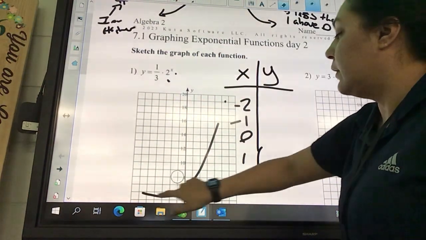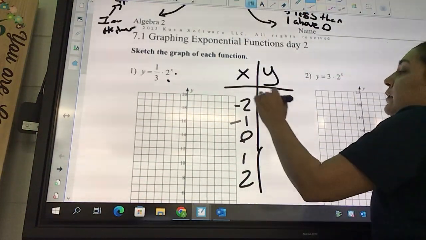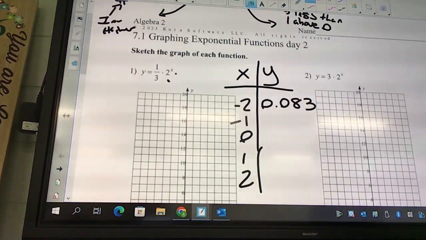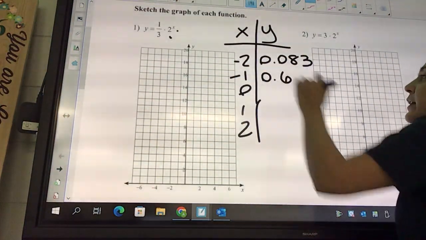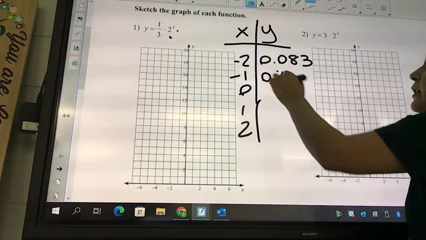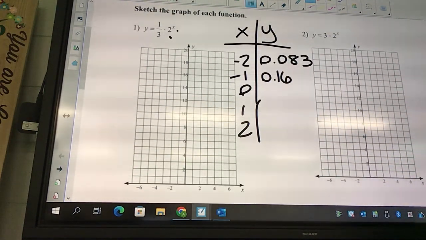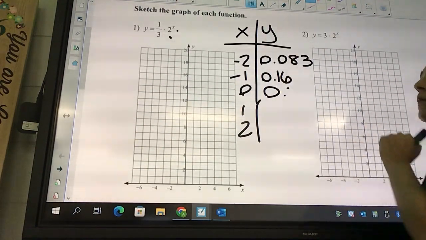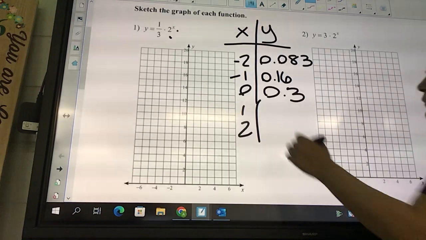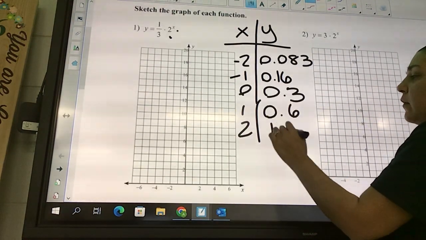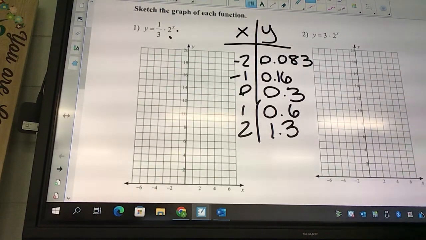0.083. Okay, what about at -1? 0.16. Then 0.3, then 0.6, and then 1.3. Somebody else got those numbers? Yeah. I don't feel like the last two are right, but that could be.